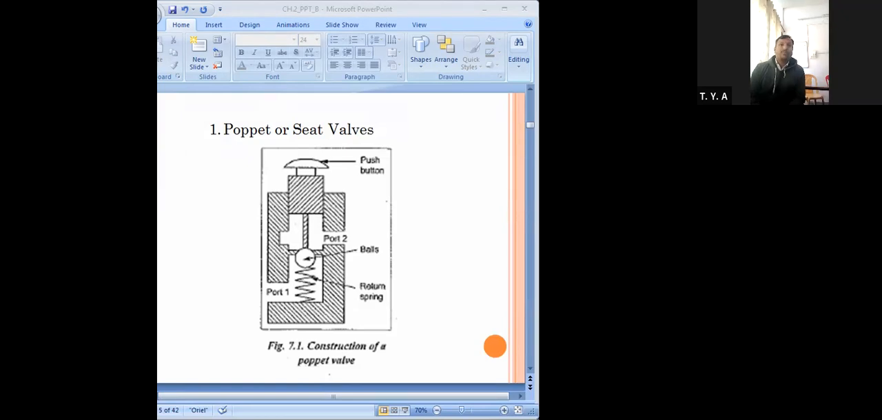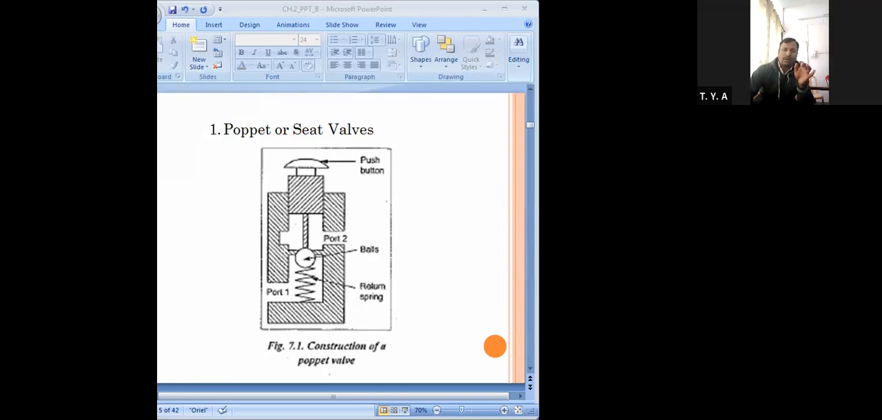I was talking about this poppet valve. Normally in the poppet valve, between port A, that is port 1 and port 2, there is no connection because in normal condition it is closed. To control the direction and the flow of the fluid, balls or discs or cones are used in conjunction with this valve seat. Here the valve seat is there.